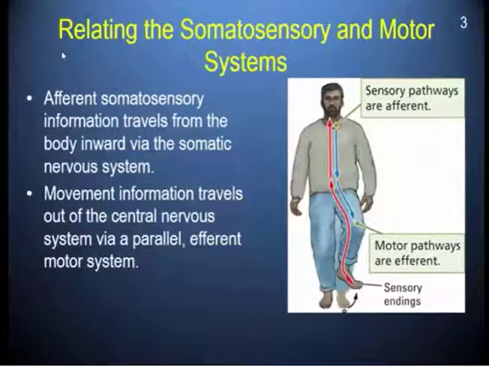Seen this picture tons of times, just driving it at home. Information coming in is afferent, it's arriving, information moving out or exiting is efferent, and the motor system is efferent, right? Because it's always controlling, it's the nervous system controlling the periphery.